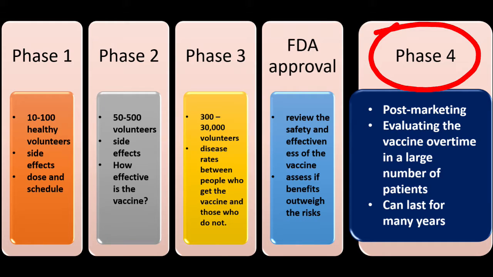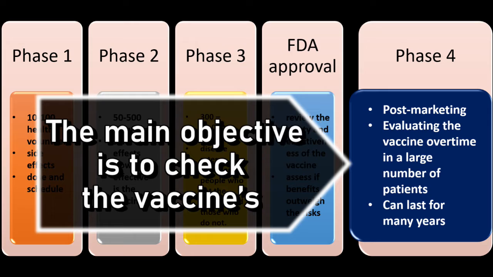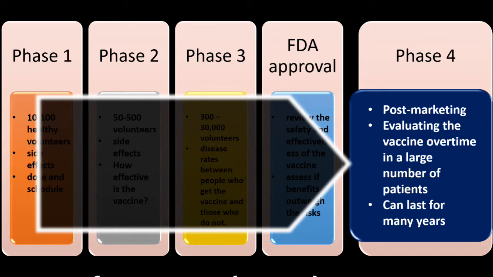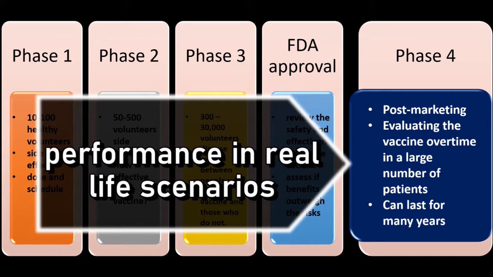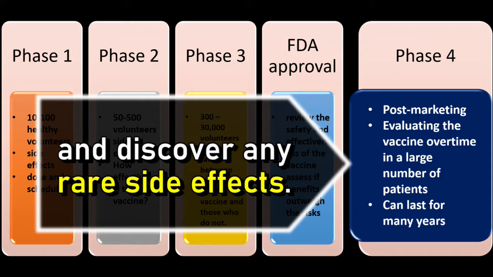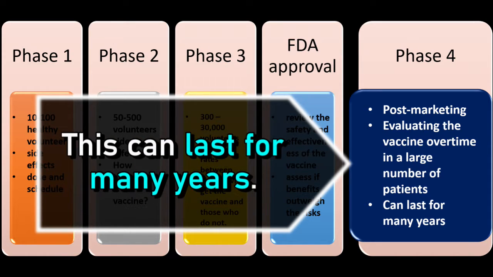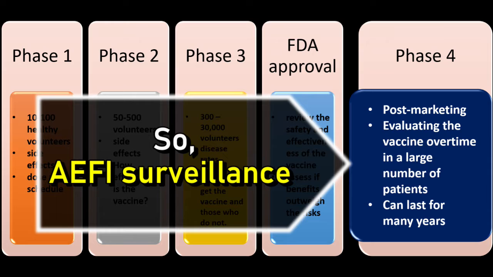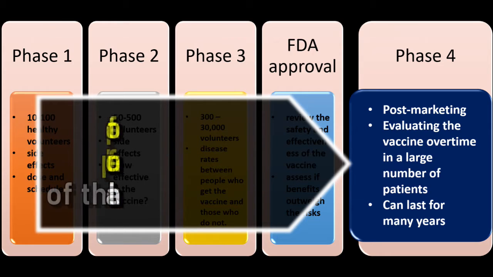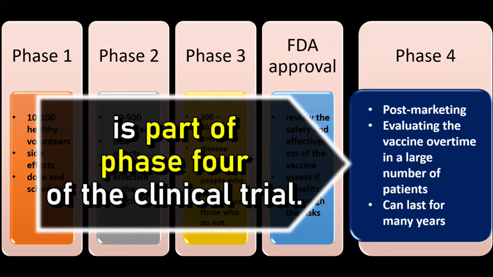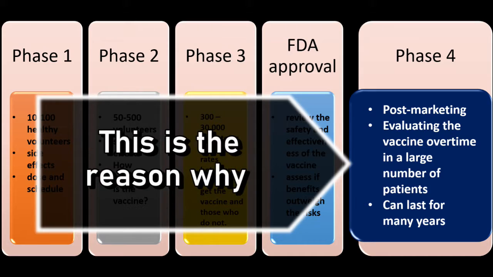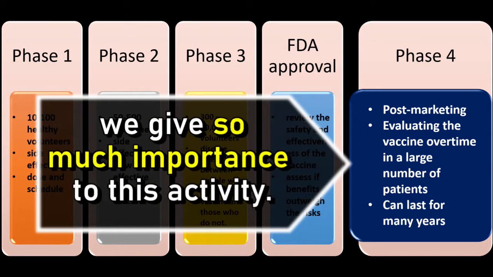Phase 4 is conducted after the vaccine is already marketed and available to the general public. The main objective is to check the vaccine's performance in real-life scenarios and discover any rare side effects. This can last for many years. So, AEFI surveillance is part of phase 4 of the clinical trial. This is the reason why we give so much importance to this activity.